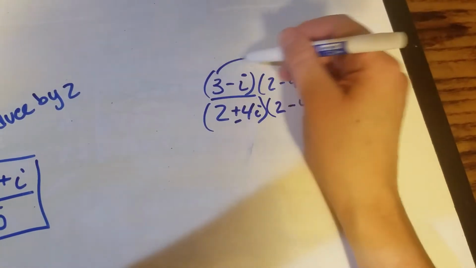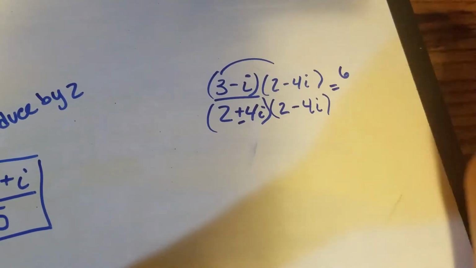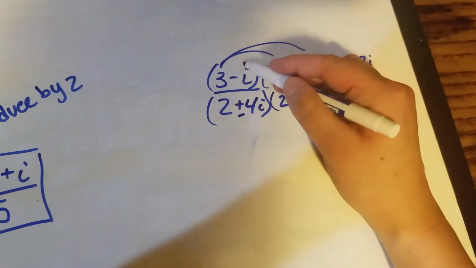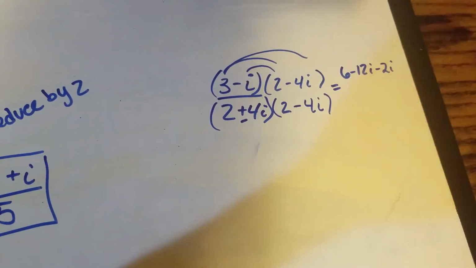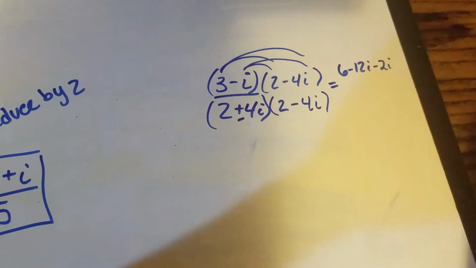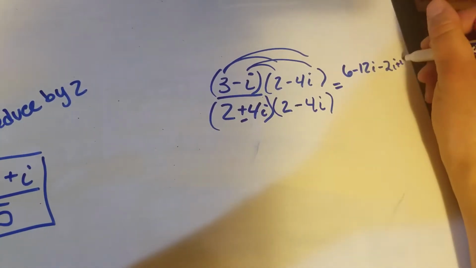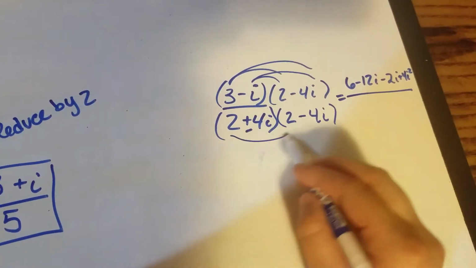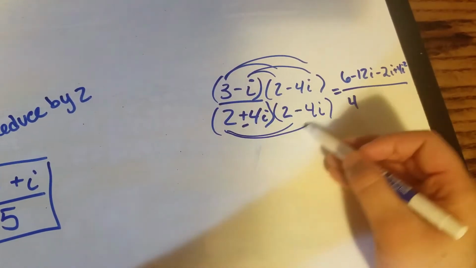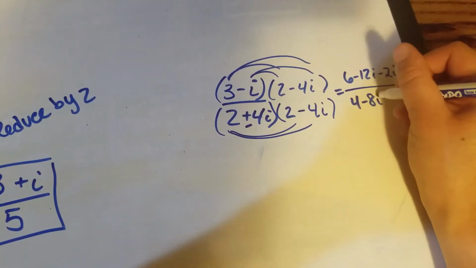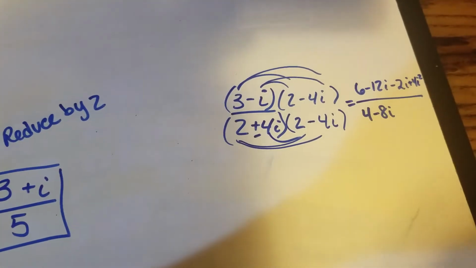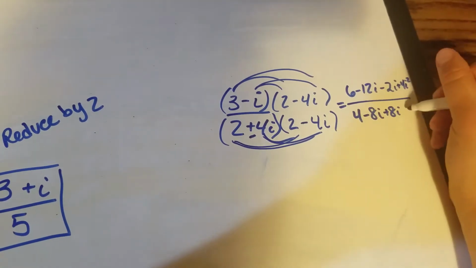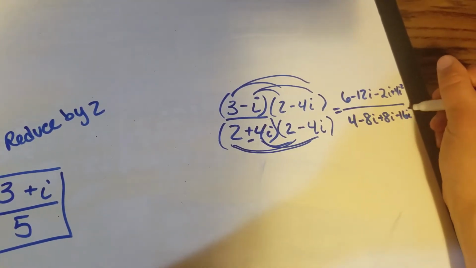So the top, we're going to have 3 times 2, which gives us 6. 3 times negative 4i, which gives us negative 12i. Negative i times 2, which is negative 2i. And negative i times negative 4i, which is positive 4i squared. Underneath, we're going to have 2 times 2, which gives us 4. 2 times negative 4i, which gives us negative 8i. 4i times 2, which gives us positive 8i. 4i times negative 4i, which gives us negative 16i squared.